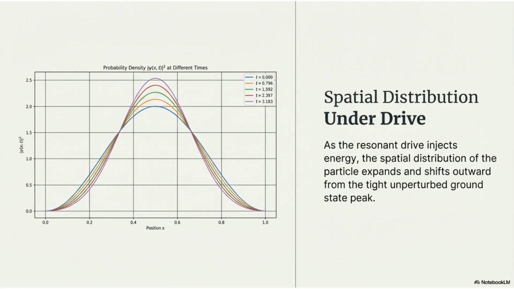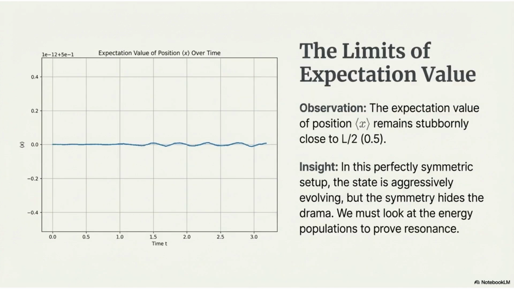The spatial distribution of the particle expands and shifts outward from the initial ground state peak as the resonant drive injects energy into the system. The expectation value of position remains close to the center due to the perfect symmetry of the setup. To prove resonance, we must analyze the evolving energy state populations instead.